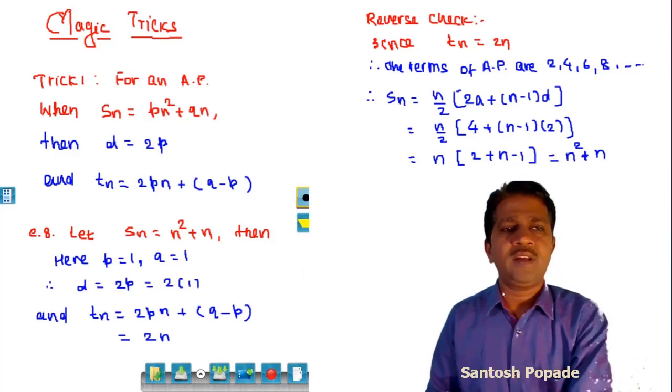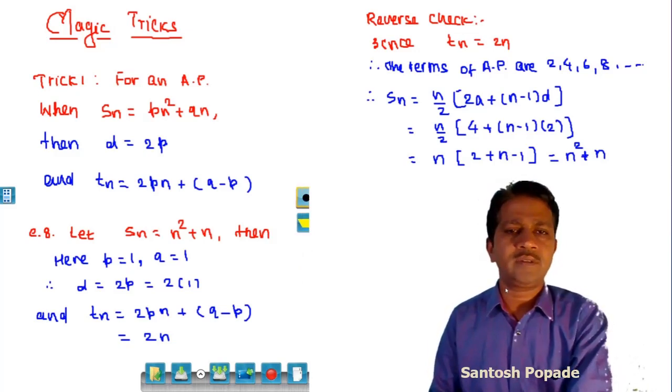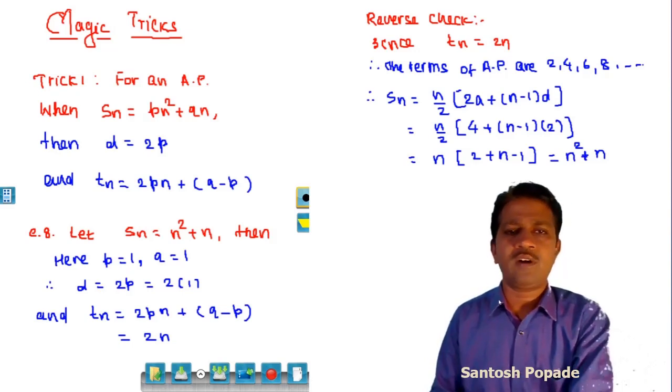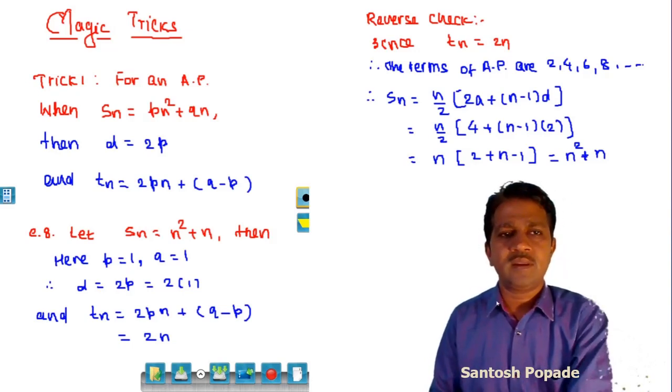Friends, up till now we have seen the detailed solutions of the MCQs, and now the wait is over. We are going to see the magic tricks for solving the MCQs.